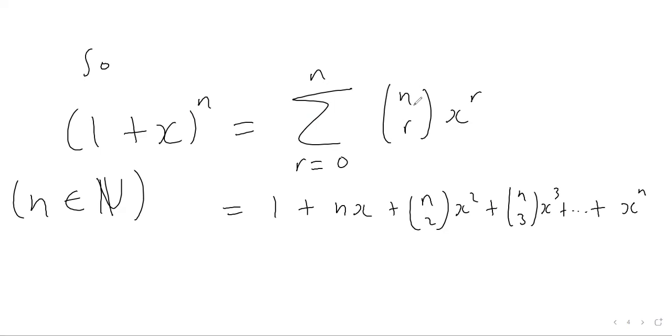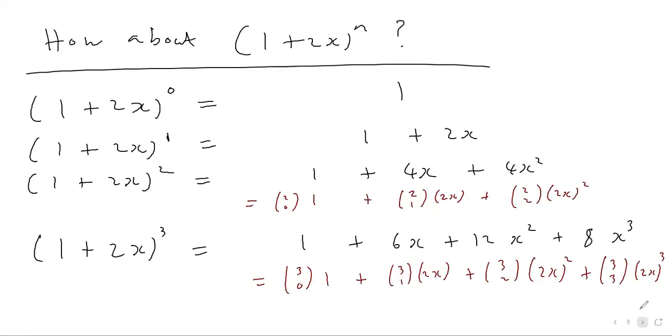Sub in r equals 0: n choose 0 is just 1, x to the power of 0 is just 1, so we get 1 for the first term. Our second term is r equals 1, so n choose 1, which is n, times x to the power of 1, which is x, so we get nx. Then n choose 2 times x squared, n choose 3 times x cubed, and so on, up to our final one, n choose n, which is 1, times x to the power of n. That's our last term. That's how we would expand these expansions.